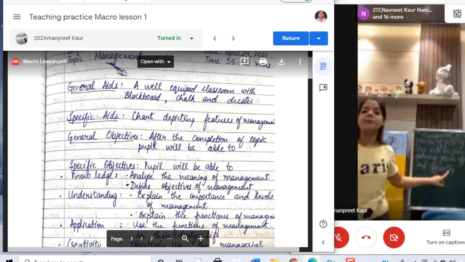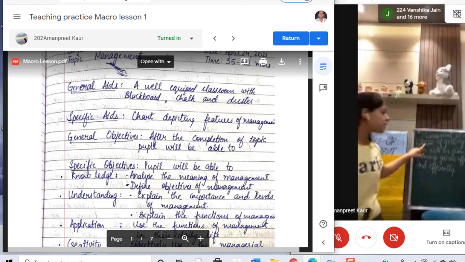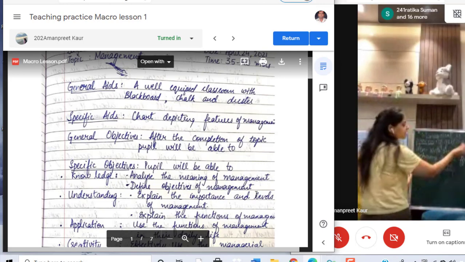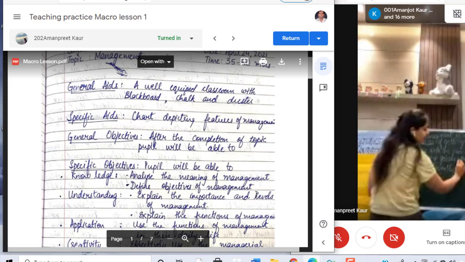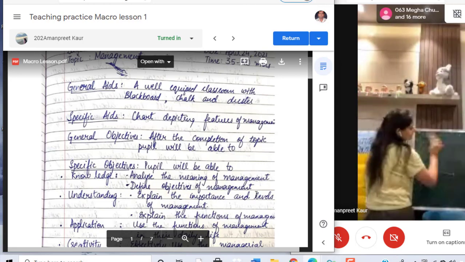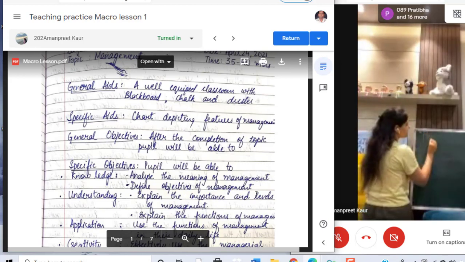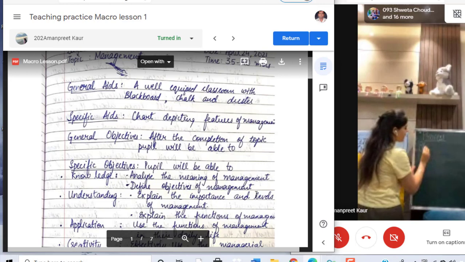So students, the main keywords of this meaning are: management is a process. I'll tell you how it is a process, and it is done by getting things done with the aim of achieving goals effectively and efficiently. Now look at this carefully. It is a process. How is it a process? As it involves the process of, first of all, planning.